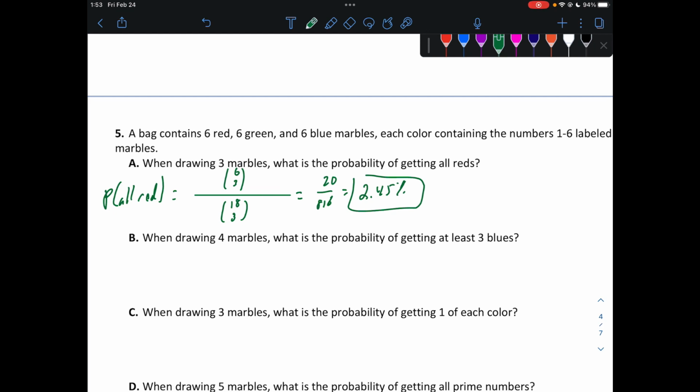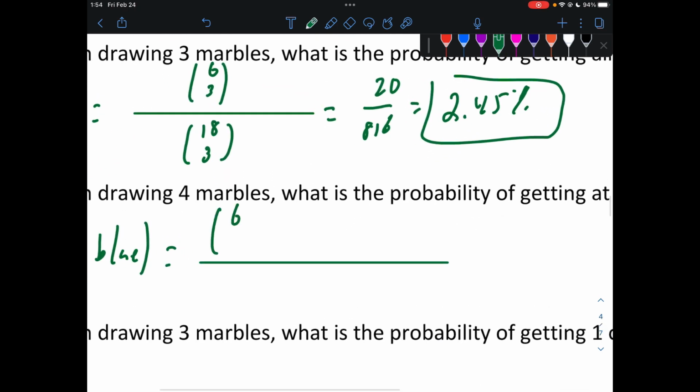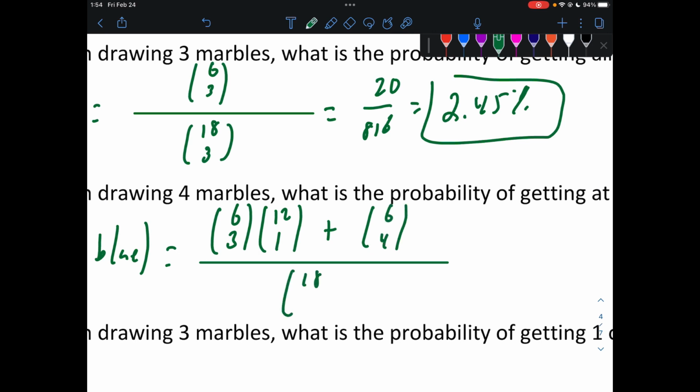Probability of getting at least 3 blues. So remember, that means the probability of 3 or 4 blue. So the probability of getting 3 blue would be 6 choose 3. And then there's 12 other colors, choose 1. Or means plus. The probability of getting all 4 blue would be, there's 6 of them, we're going to choose 4 of them. Divided by the sample space, which again is 18, choose 3.